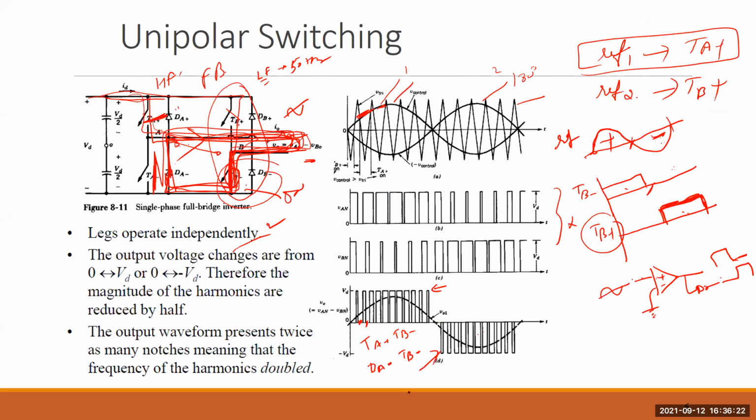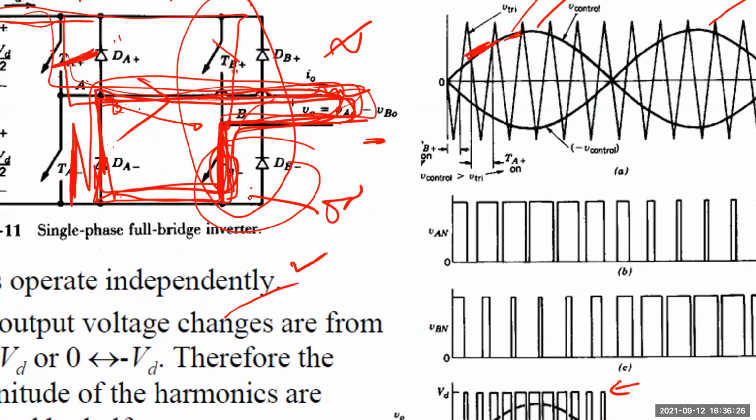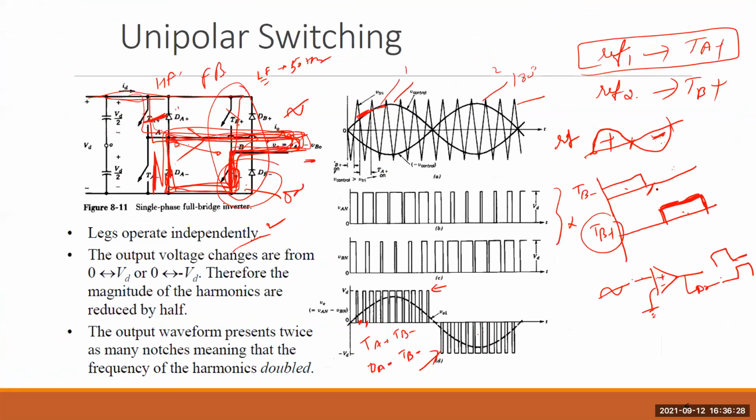Earlier we were turning TA plus on and TB minus was on, so it was giving you positive. But now after half cycle, we reverse the sequence. TB plus is always on and TA minus is doing the high frequency switching. So the current which was flowing through this way, now it is flowing through this way. So that it is negative, it is positive, and then it is returning through this which is negative.